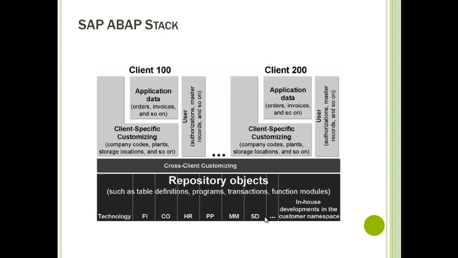So if you run a transaction code VA01 to create an invoice, VA01 is going to call a program. This program also can be executed from client 100. It also can be executed from client 200. But the program is the same. So it will sit in the repository. It can be executed by any client. So in the repository, you have a lot of things.